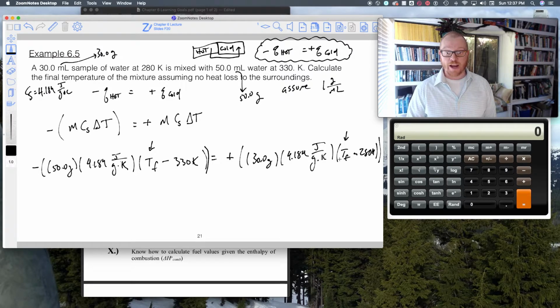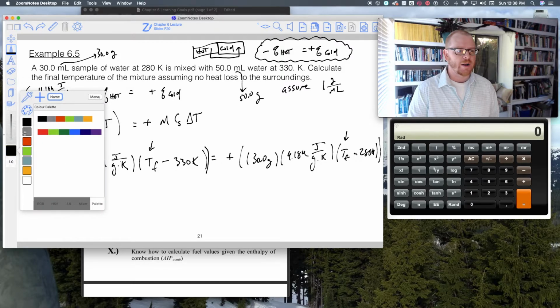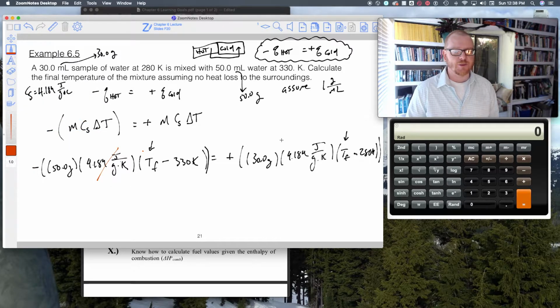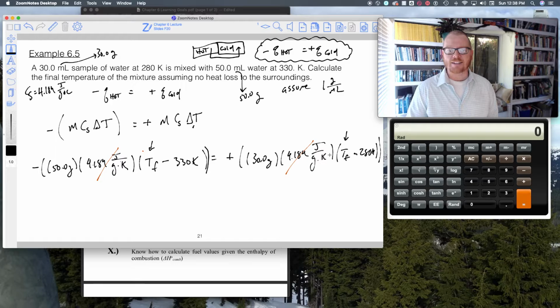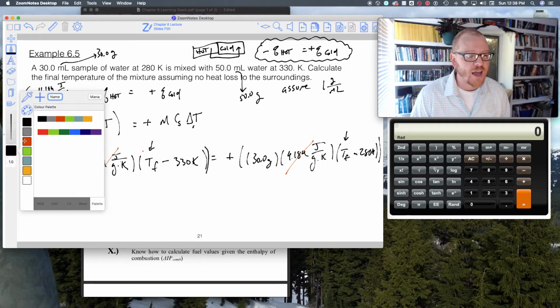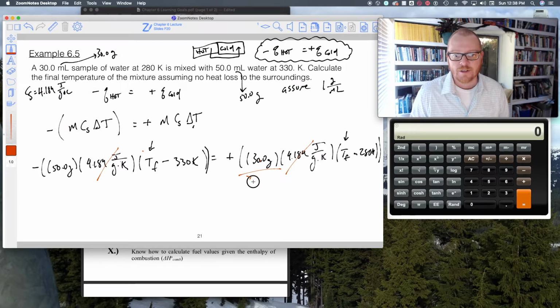And there's a couple simplifying tricks I can do. I recognize that the heat capacity is the same on either side. Actually, let's make this so that we can tell what I'm doing here. Okay, so I'm going to cancel this and I'm going to cancel this because they're the same. And then now what I'm going to do is try to isolate my T finals. And I'm going to do that by dividing both sides by 30 grams. So divide this side by 30 grams and divide this side by 30 grams.